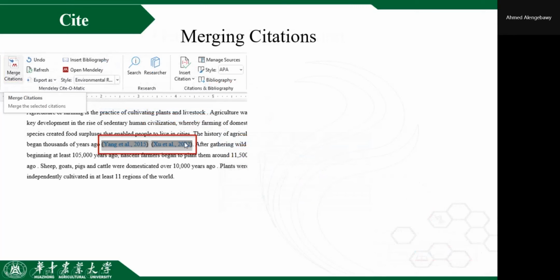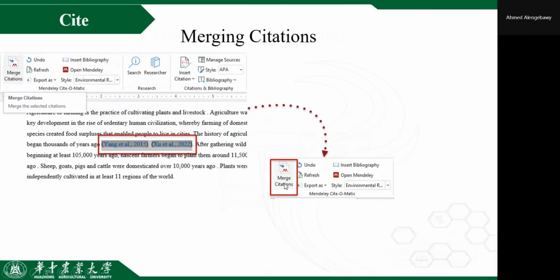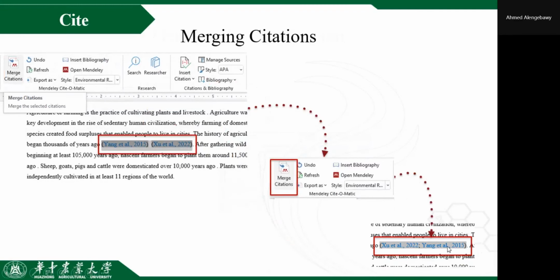Also, you can merge different citations. For example, if you inserted one citation here by mistake, you can merge more than one citation. You simply click on both of them, and this icon, which was previously insert citation, will now be converted to merge citations. So you simply click on it, and you will find the two citations are converted here as one citation. So they are merged directly.